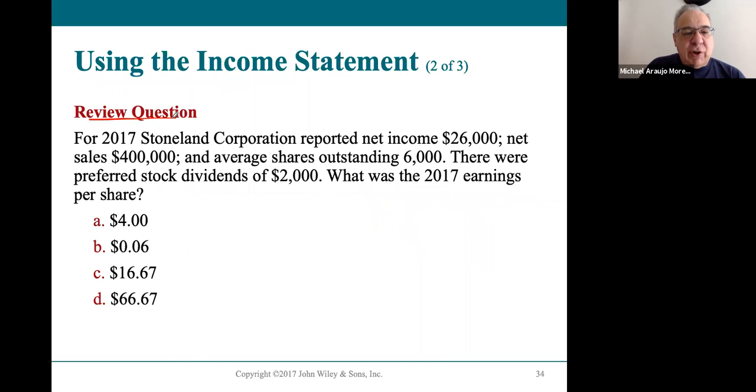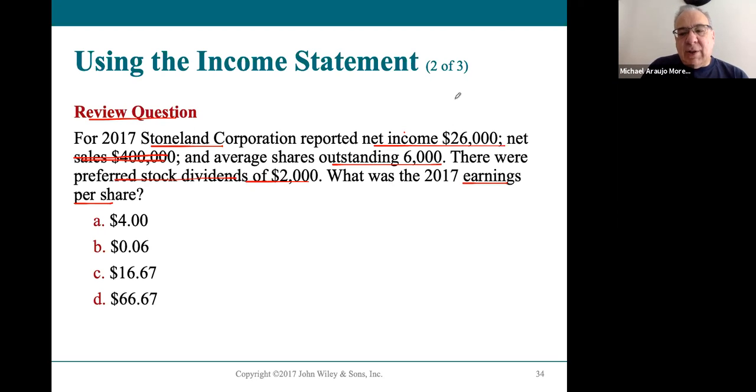So here's a review question from a company, Stolen Company. They had a profit of $26,000. They had net sales of $400,000. Now, again, in accounting, you're going to get a lot of numbers, and you don't need some of them. Here, we're looking at earnings per share, and sales, we don't care about, because sales is not part of the formula. What's part of the formula is net income. Average outstanding shares, 6,000, that's also part of the formula. And of course, sorry, it's a textbook, but they paid $2,000 of preferred dividends.